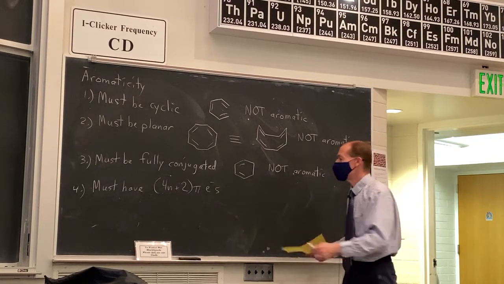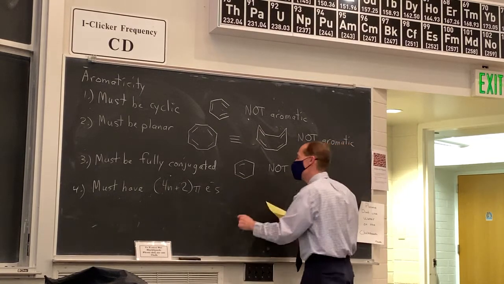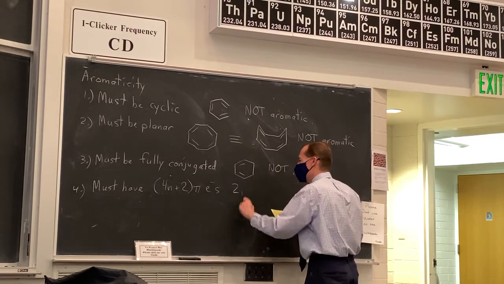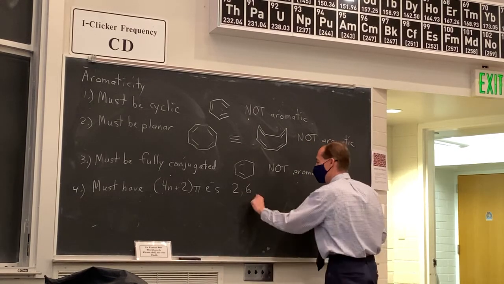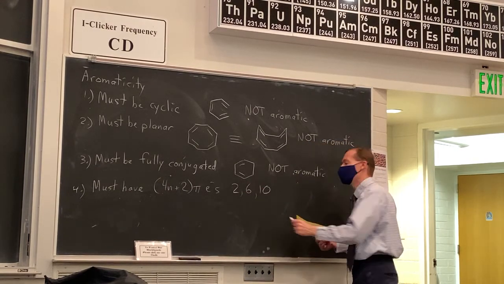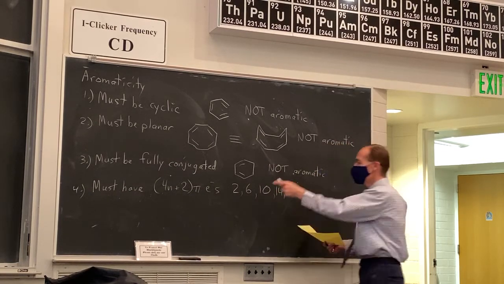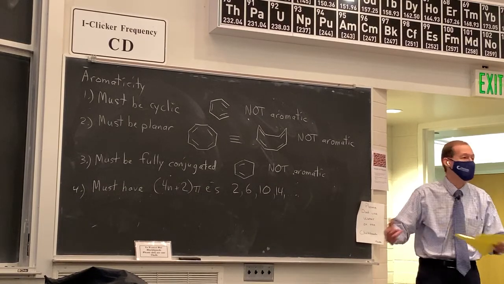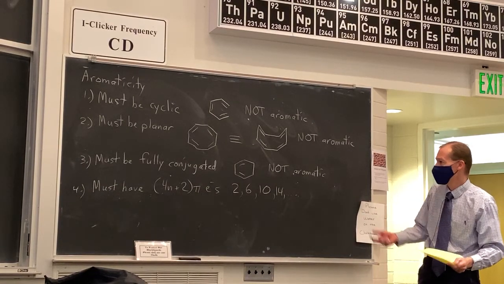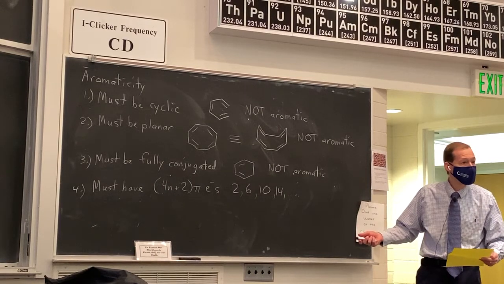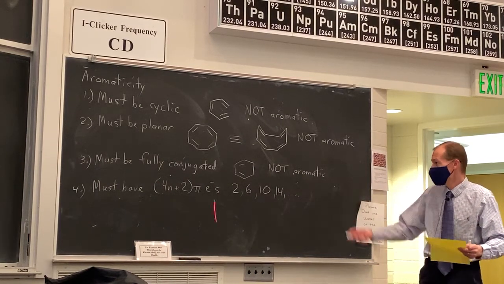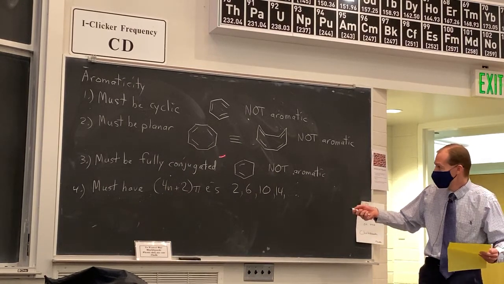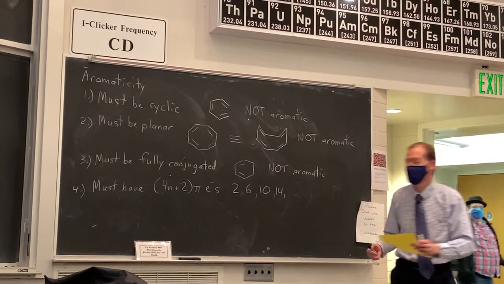It's just an integer. So what it means is that if n is 0, your molecule would have 2 pi electrons. If n is 1, your molecule would have 6 pi electrons. If n is 2, your molecule would have 10, and so on and so forth, okay? So if a molecule fits into these patterns, then it's going to be aromatic. How many pi electrons in benzene? 6. So benzene fits this pattern. Cyclooctatetraene, how many pi electrons? 8. Doesn't fit this pattern, okay?